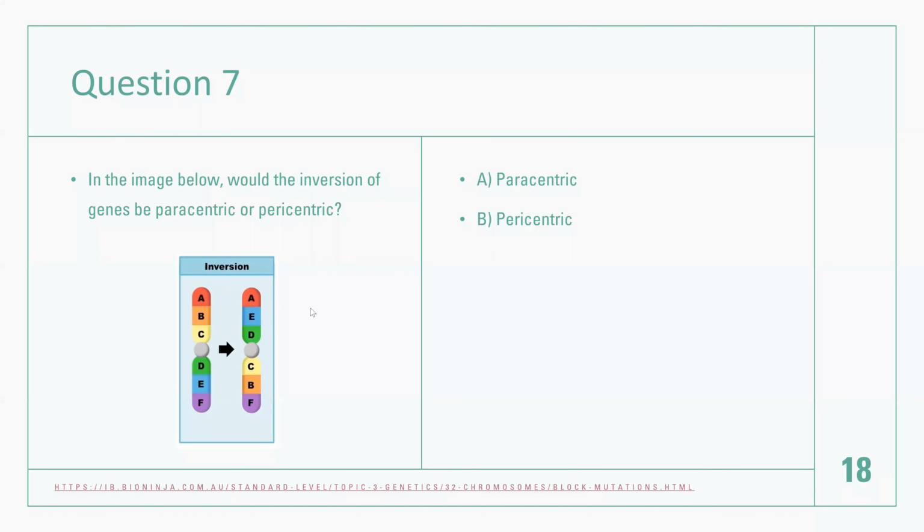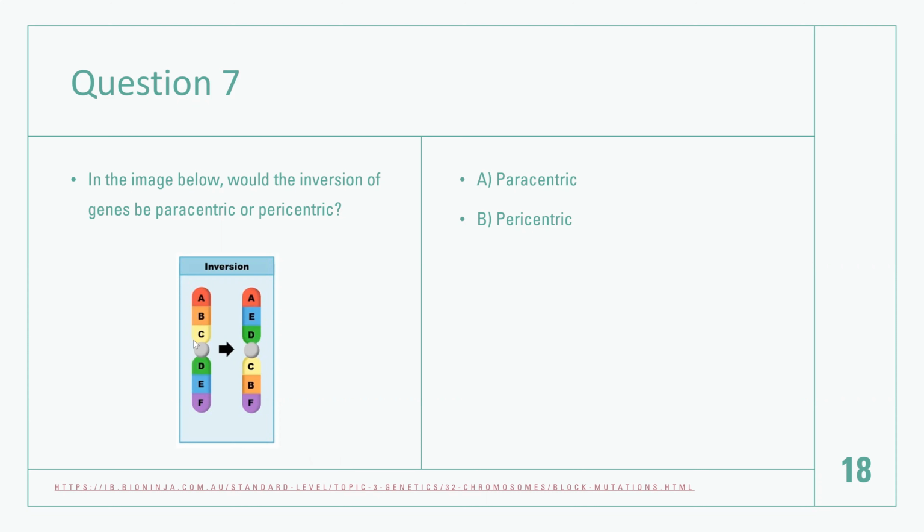All right. So the answer to this one is B, pericentric. And I can explain that, no worries. So paracentric inversion means that genes are swapped without including the centromere, or this gray circle that we see in the chromosome. So if the genes B and C were switched, that would be a paracentric inversion because the genes that are switched don't include the centromere in the middle.